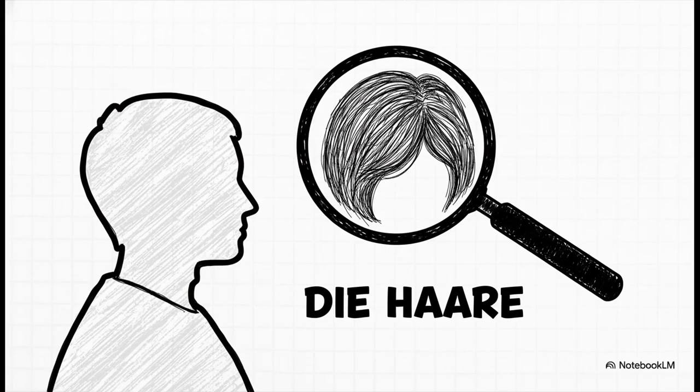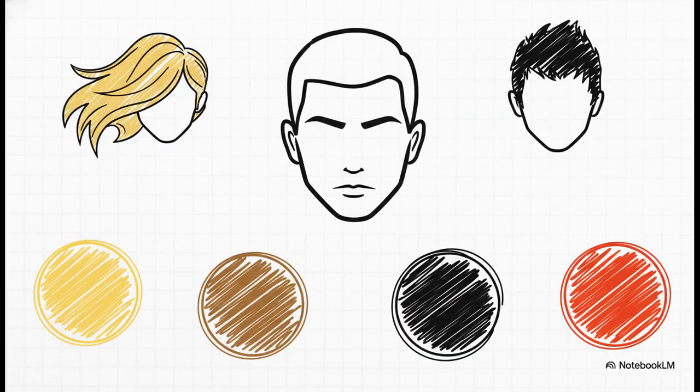All right, we've covered height and build. Now let's focus on one of the most noticeable features on a person, their hair. In German, that's die Haare. Describing hair is actually pretty straightforward. You just combine an adjective with Haare.